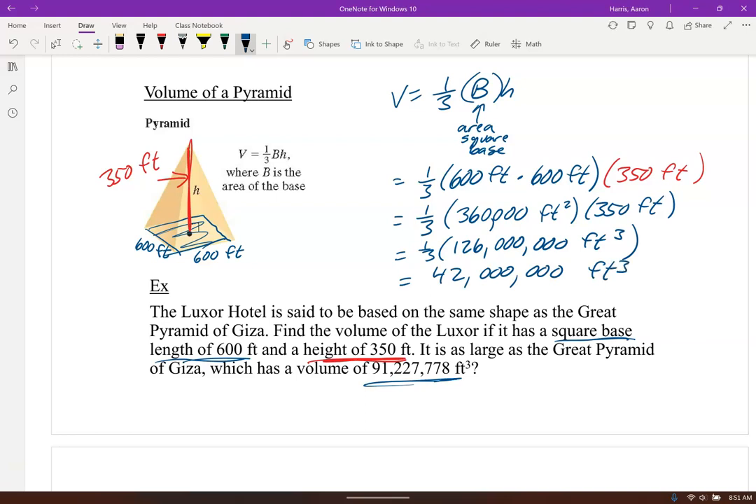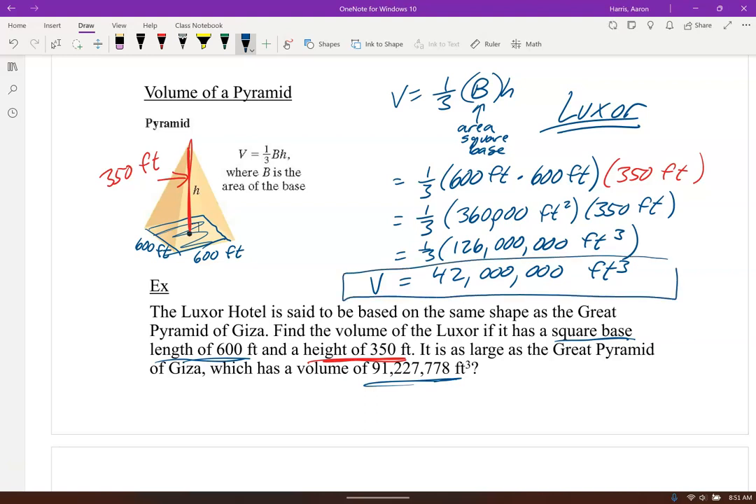Okay, let's see. 1, 2, 3, 4, 5, 6 zeros. Yep. So the Luxor, which is supposed to be the same shape as the Pyramid of Giza, it looks like it's 42 million cubic feet.